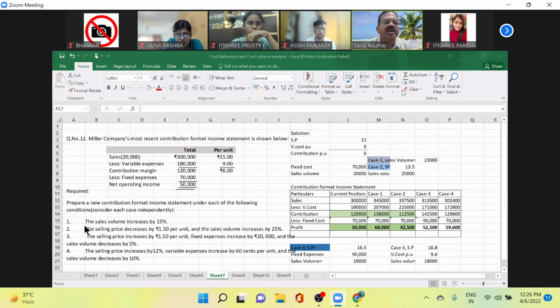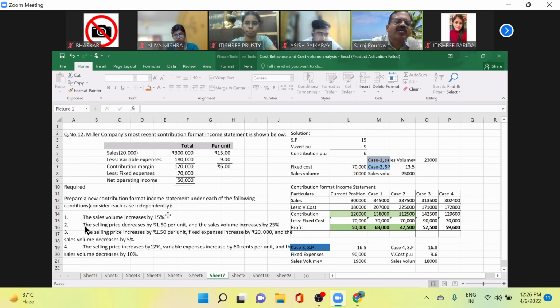Prepare a new contribution format income statement under each of the following conditions. Consider each case independently. The sales volume increases by 15%. So these are 4 independent cases, right? One case has got nothing to do with the second case. So when you will be analyzing the first case, you will be thinking about the first case only. Rest of the information you will not take into consideration. So 15% volume increase. It's a change of year and they are expecting that the volume will increase by 15%. So what will be the new volume?